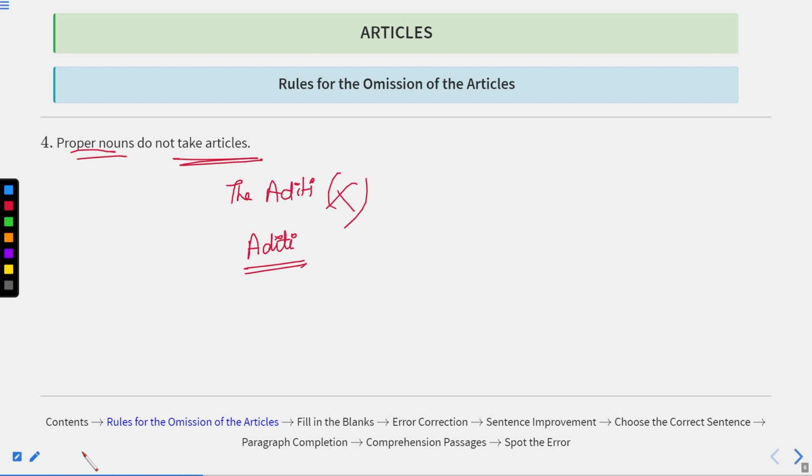We can use "the" then. Otherwise, we cannot use "the" before any proper noun, whether it is the name of any city, the name of any country, or the name of any person. We cannot use "the" at all. Okay.